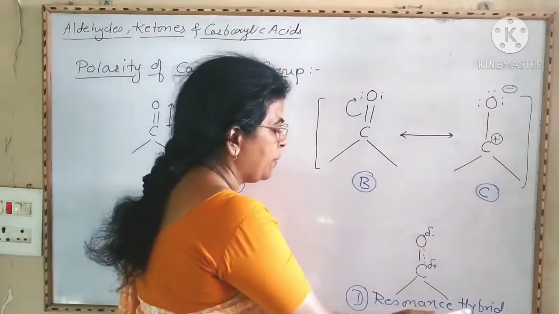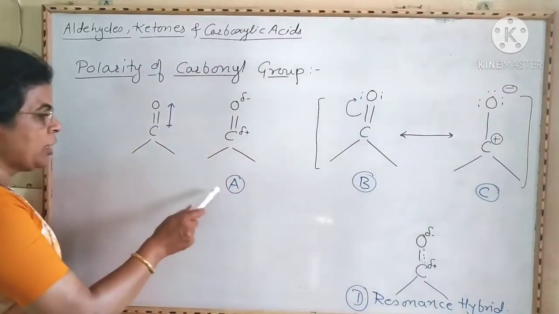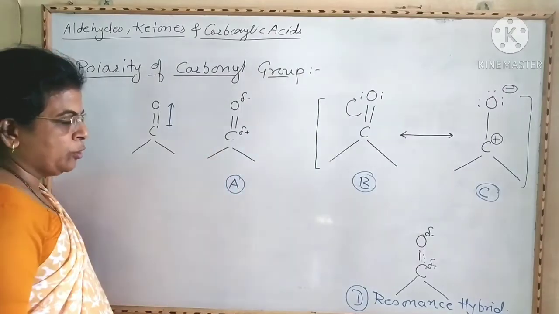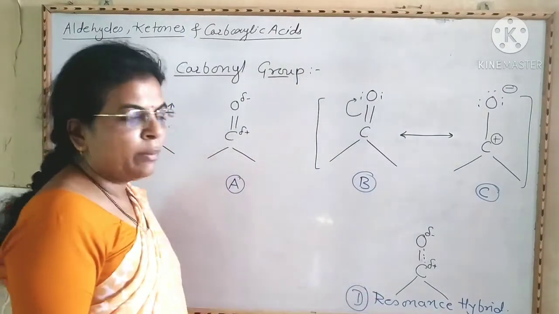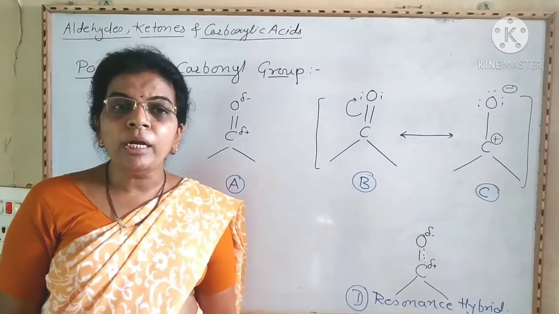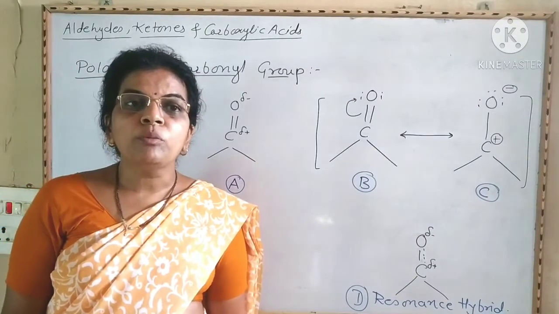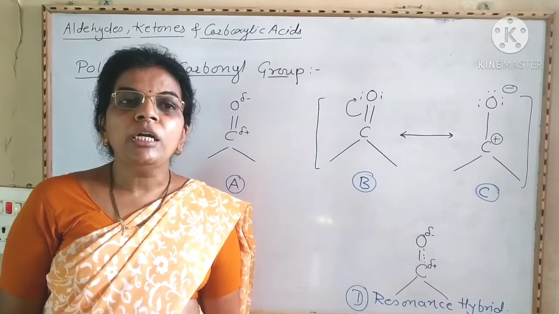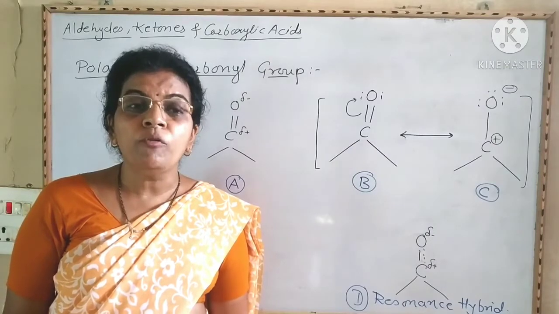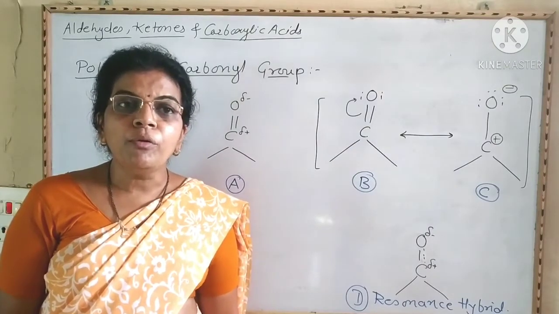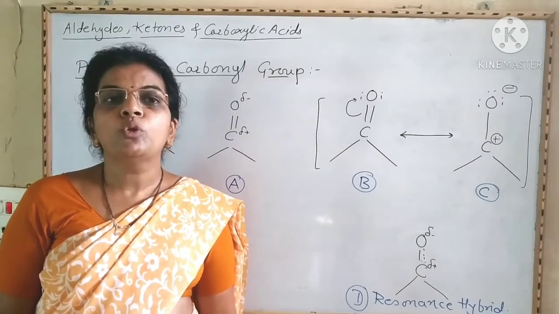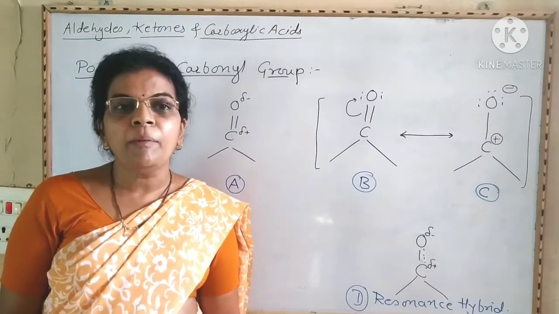This is the resonance hybrid. From structures A and D, there is a positive charge on the carbon atom. That is, the carbonyl carbon atom, which acquires a slight positive charge, is electrophilic in nature. That is, it is electron loving in nature, and therefore it attracts nucleophiles towards itself in a chemical reaction.